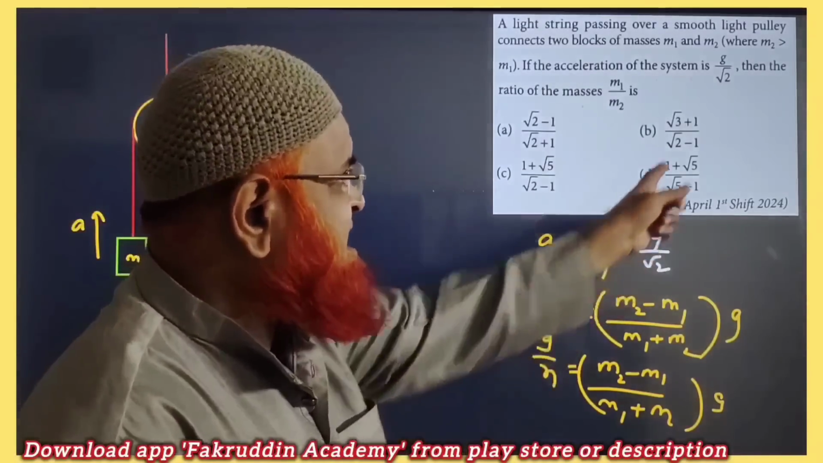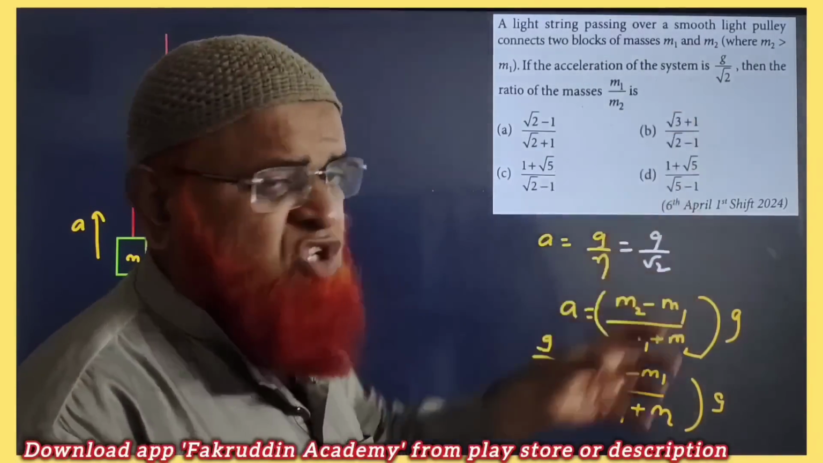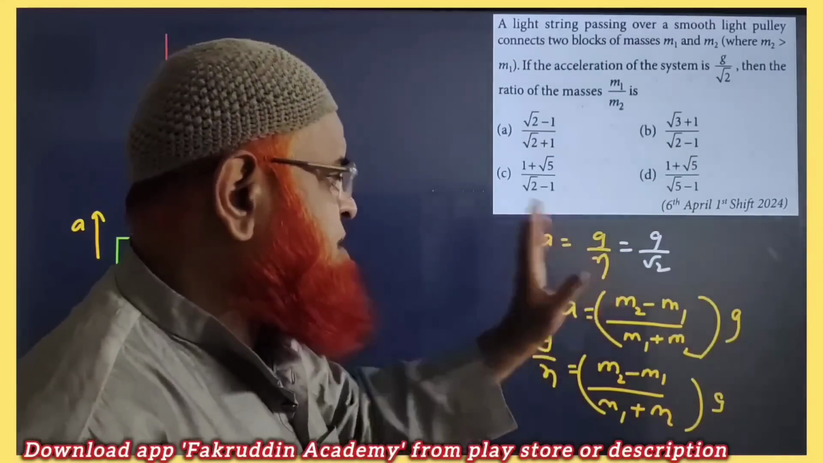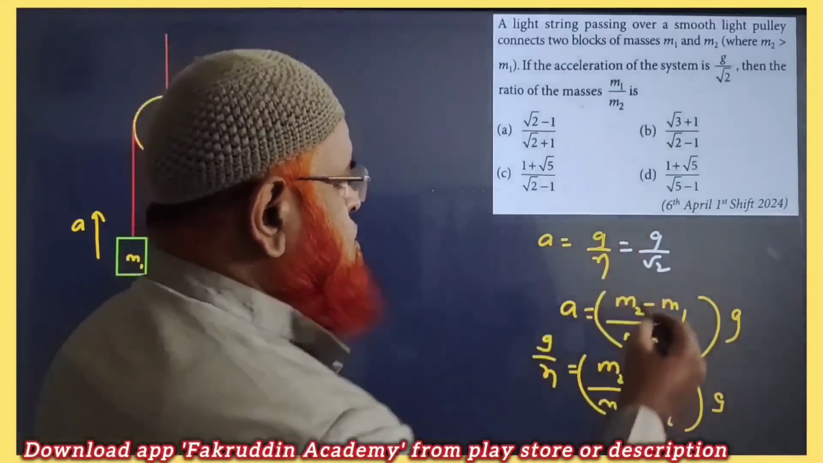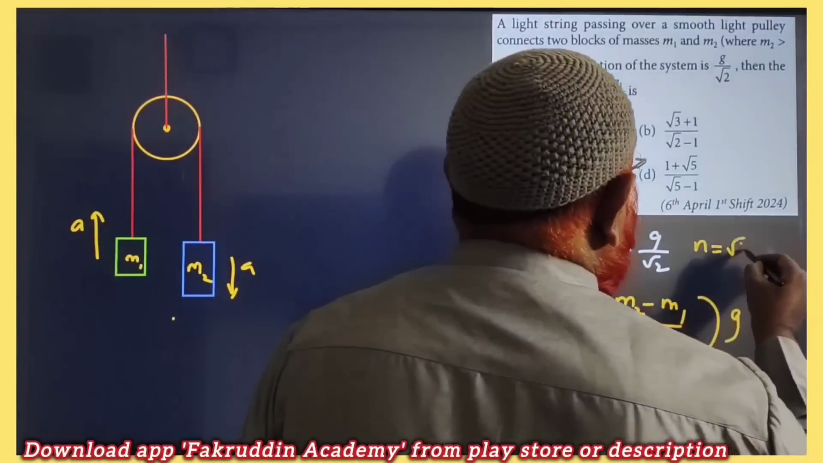So you know that acceleration is given as g by root 2. Instead of g by root 2, I take a general formula g by n. That means n is equal to root 2. That is the meaning here. n is going to be equal to root 2.